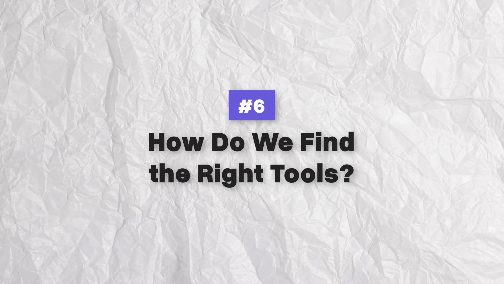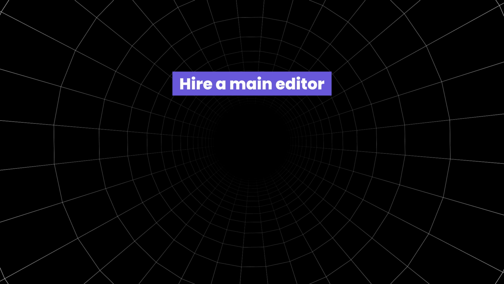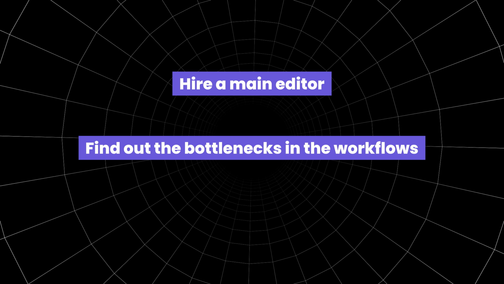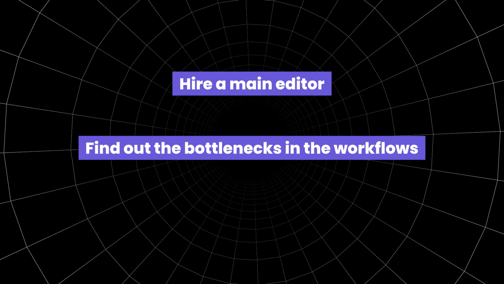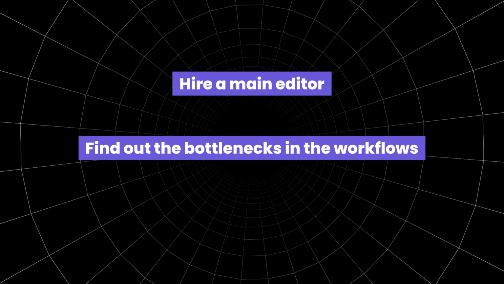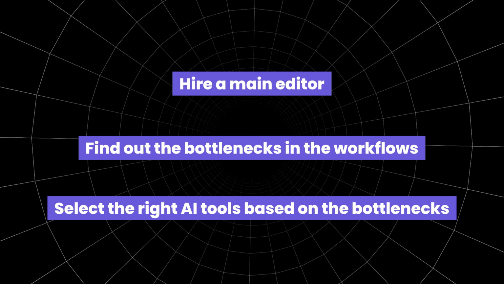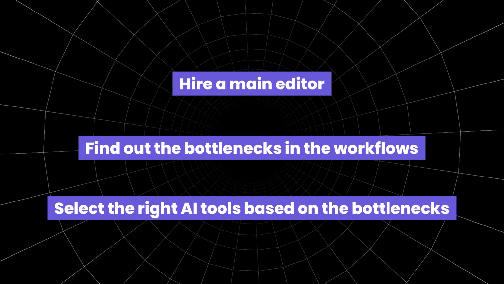Now the question is, how do we actually go about finding the right tools? Now, first things first, we need to have our main editor actually in place. And once we have that, we need to figure out what are the most painful bottlenecks in our workflow. And based on those, that's how we're going to figure out what AI tools we're actually going to use.